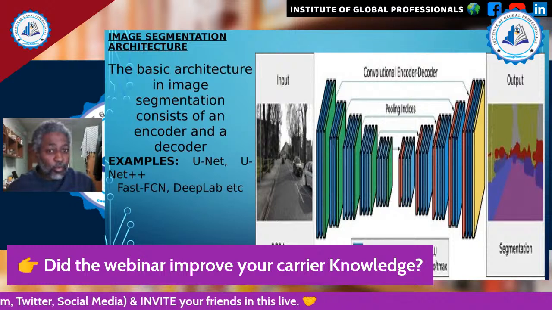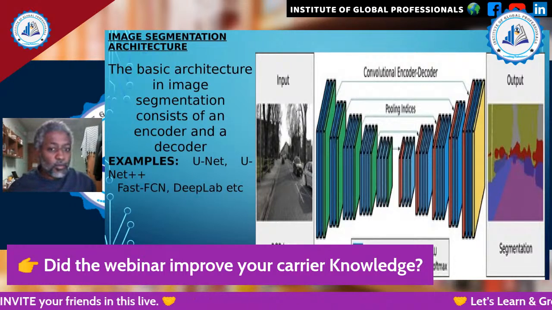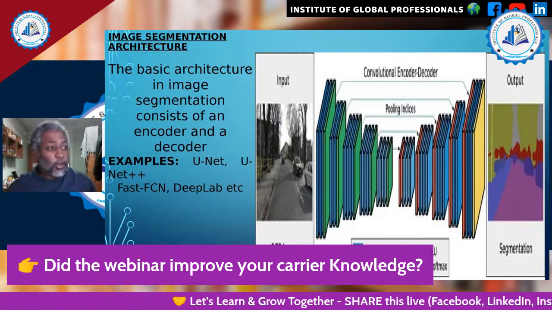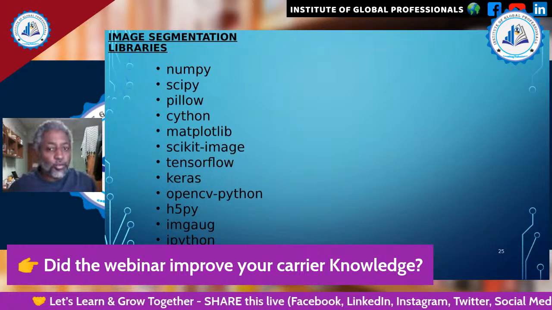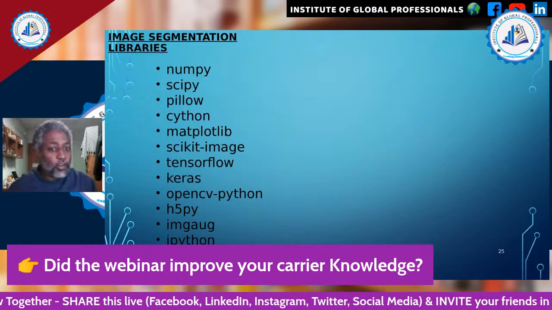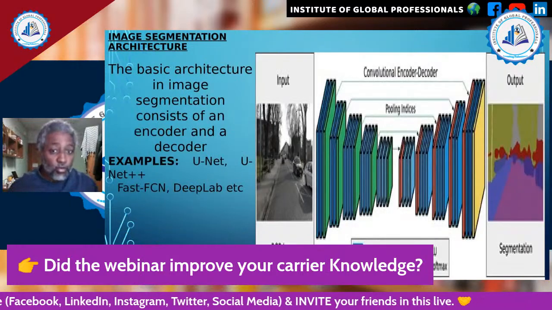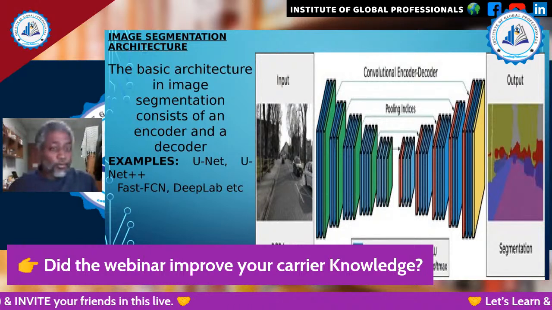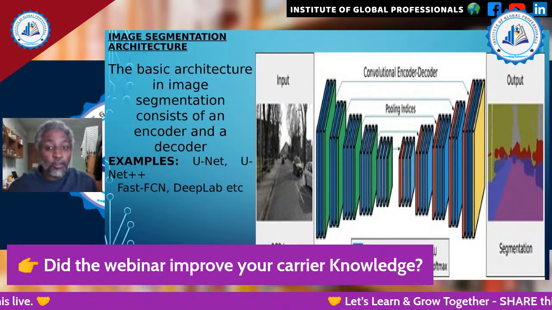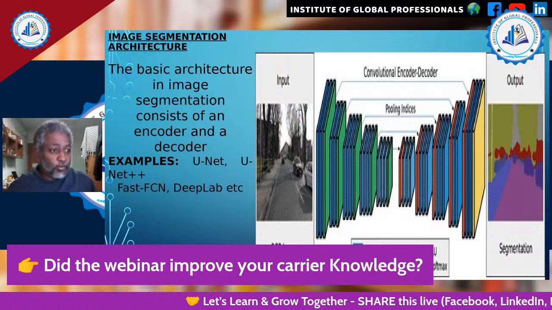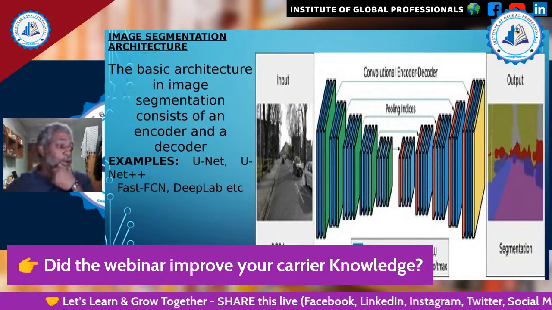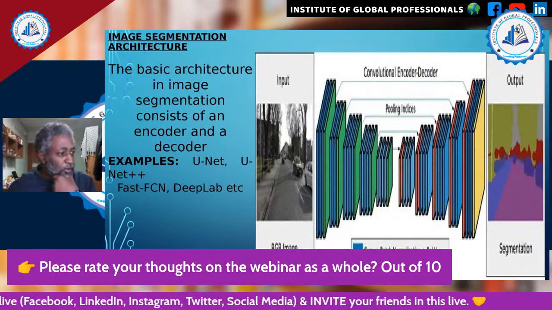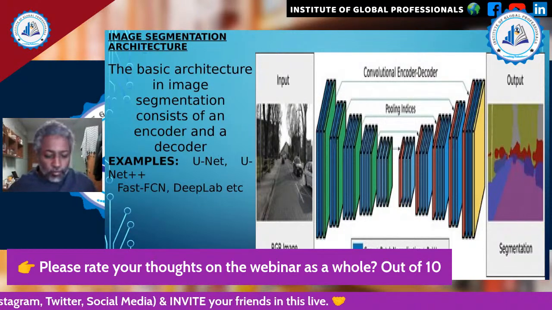The encoder's main job is to extract features from the image through filters. The decoder is responsible for generating the final output, which is usually a segmentation mask containing the outline of the object. Most of the architectures have this architecture or a variant of it. Examples of these architectures, there are many: UNet, UNet++, Fast FCN, DeepLab, etc.